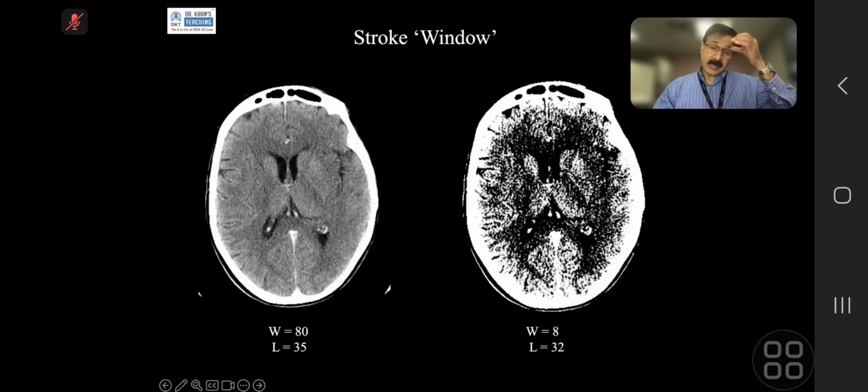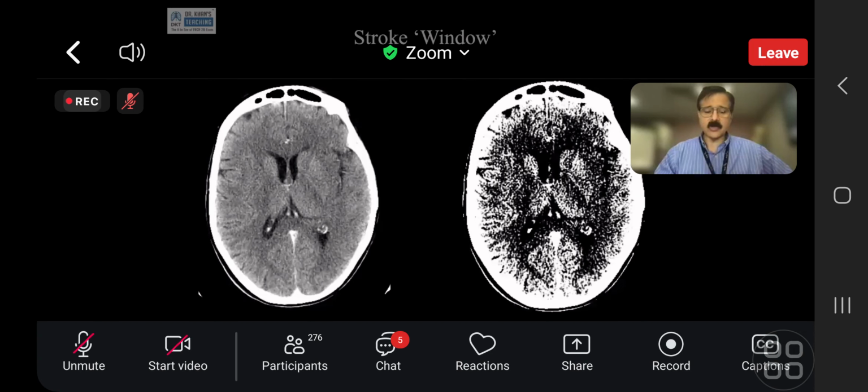In brain, I think there are 4 windows which should be in your mind. One is the brain window, regular brain window. Then is the bone window. In every case, you have to see both of them or ask the examiner that in my usual practice, I review the bone on a bone window. If they want to show you, they will show you, otherwise they will not.